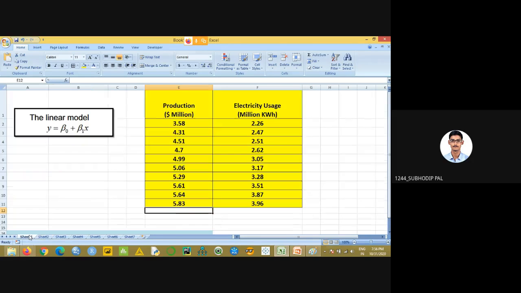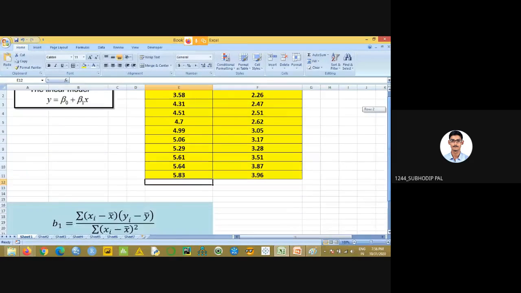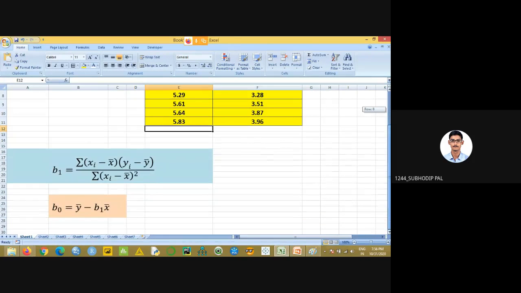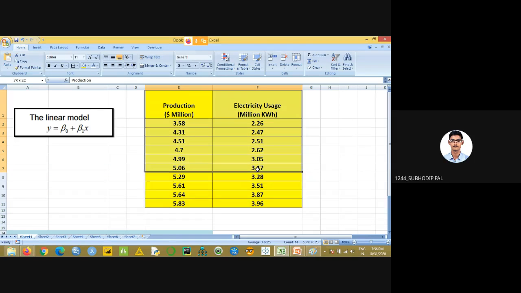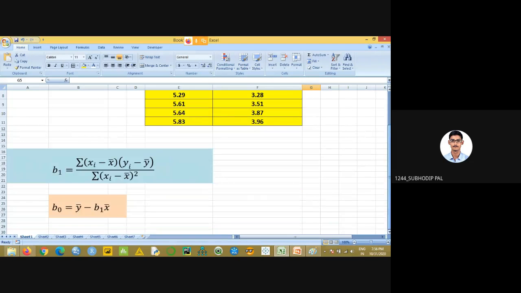To find the regression equation, I can easily run it using Excel. But in the exam, they will give a small problem, and you have to calculate the linear regression equation manually, using the formula. You can expect one problem in the semester exam, definitely.